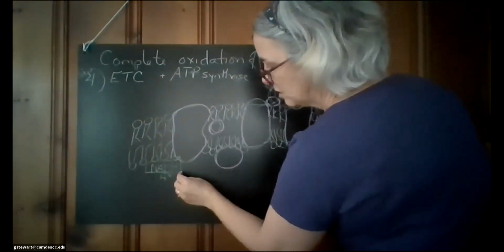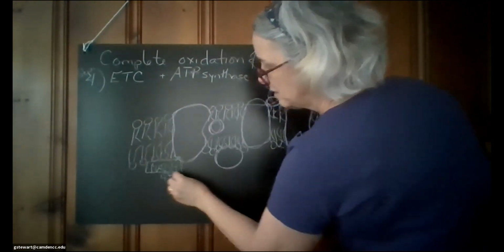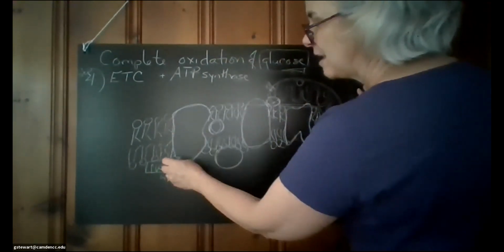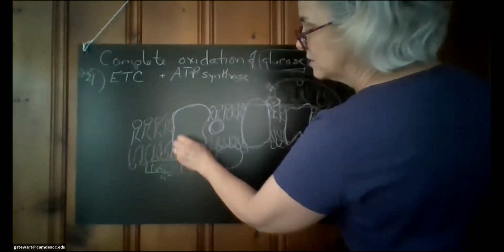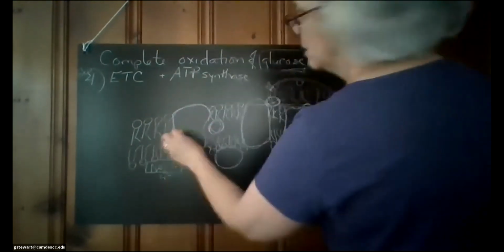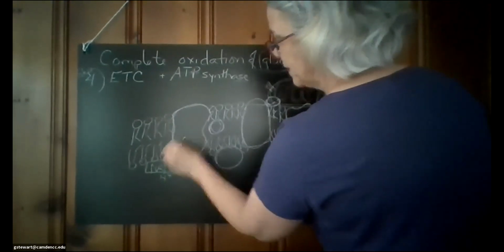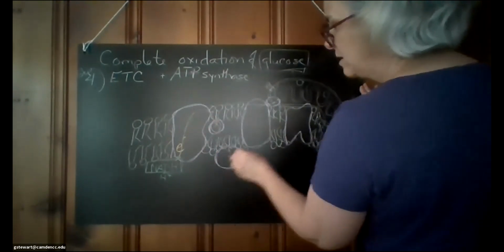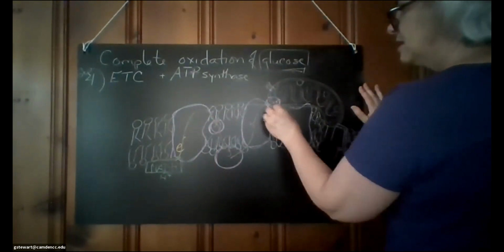The NADH comes to the first protein of the electron transport chain. It is going to release a pair of electrons. I'm going to draw them in yellow, and maybe I should do orange. The electrons are going to be passed from one of these proteins to the next.